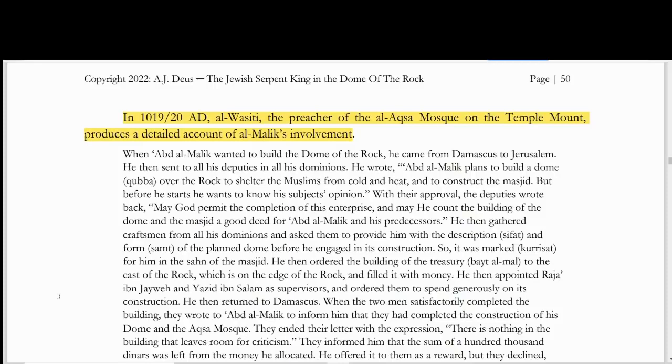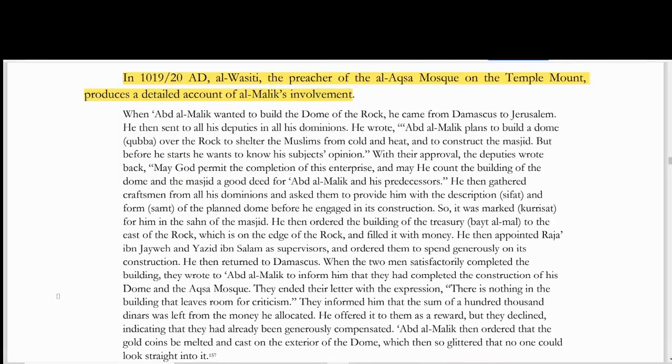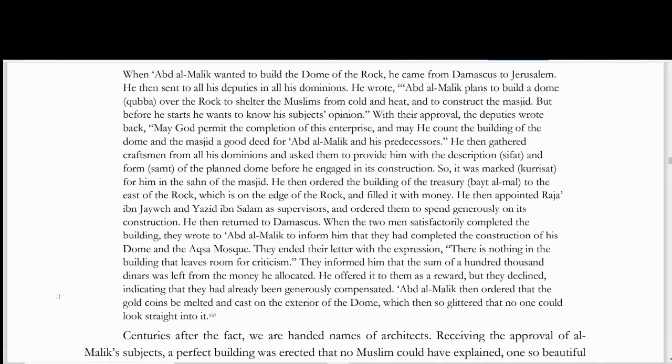He then appointed Raja ibn Jaweh and Yazid ibn Salam as supervisors and ordered them to spend generously on its construction. He then returned to Damascus. When the two men satisfactorily completed the building, they wrote to Abd al Malik to inform him that they had completed the construction of his dome and the Aqsa Mosque. They ended their letter with the expression, "There's nothing in the building that leaves room for criticism."